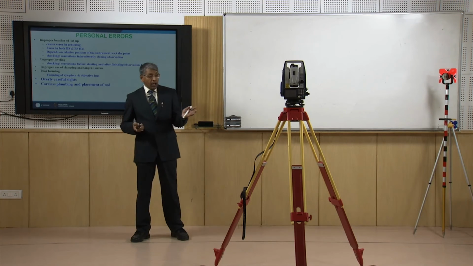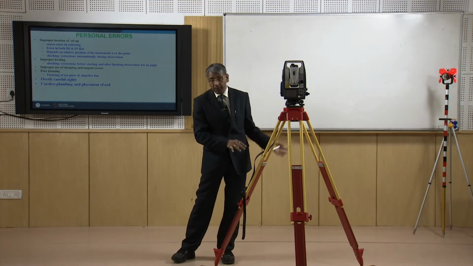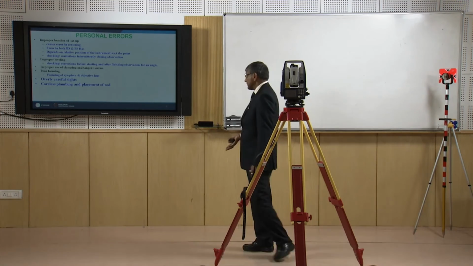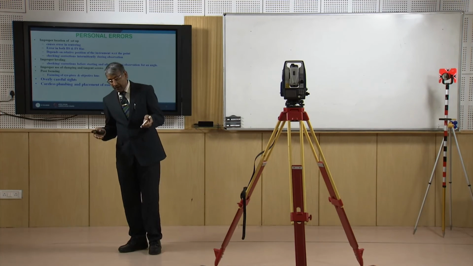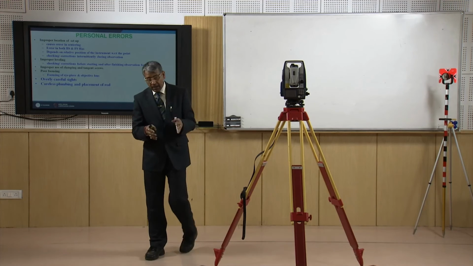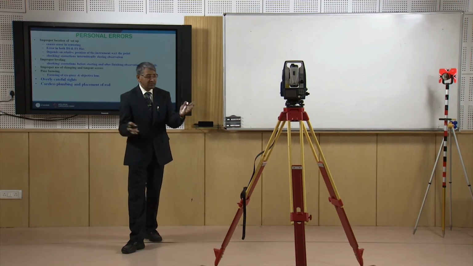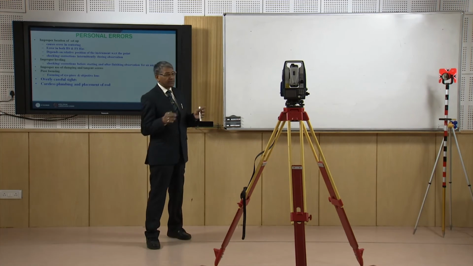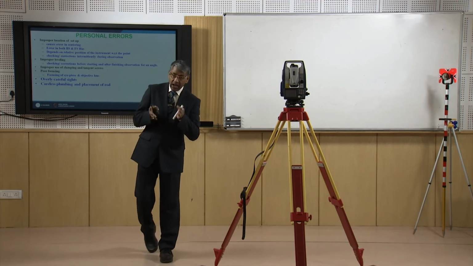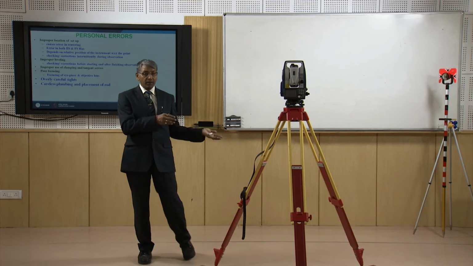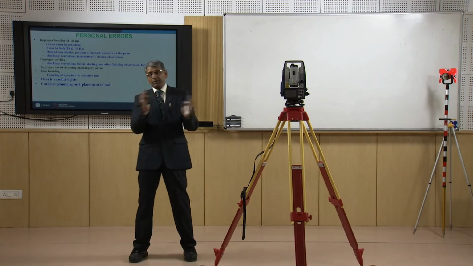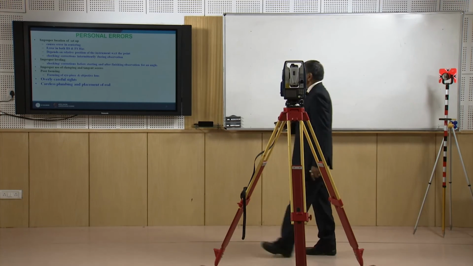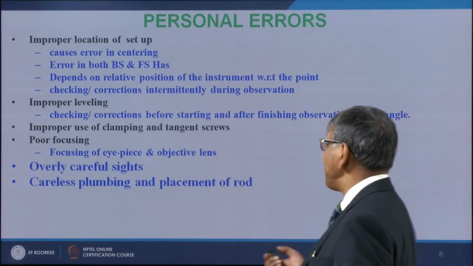So before starting to measure any angle or after measuring the angle, we should check the level of the instrument. Before starting, if it is not level, then we have to level it. After measurement, if we find that it is not level, that means there is some discrepancy in our measurement, so we have to discard that measurement. We check after the measurement again, and only if it is level will we accept that measurement. Then there is improper use of clamping and tangent screws.